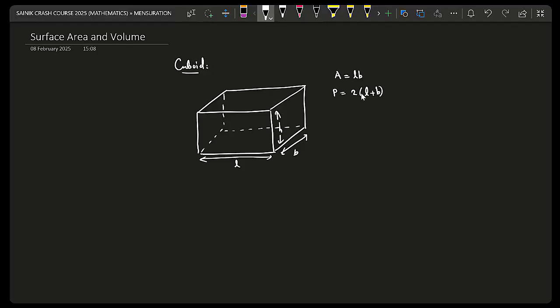Now we call something like total. Before total, let's take lateral surface area. Lateral surface area means side walls. For example, if you are sitting in a room, there are 4 side walls.